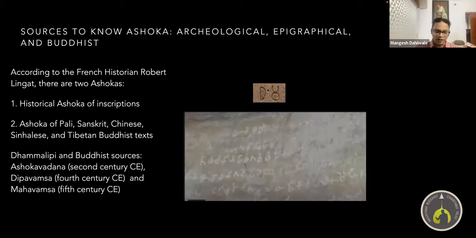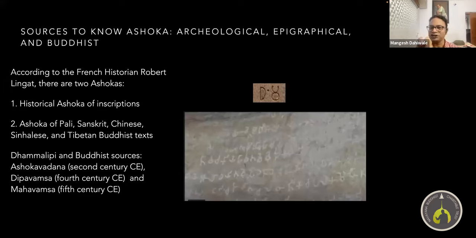So by which sources do we come to know about Ashoka? There are archaeological sources, there are epigraphical sources, and there are Buddhist sources. According to French historian Robert Lingot, there are two Ashokas: one Ashoka, which we know from the historical record or from his inscriptions, and there is an Ashoka which we find in the Pali, Sanskrit, Chinese, Sinhalese, and Tibetan Buddhist texts.